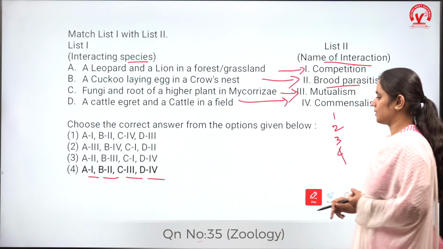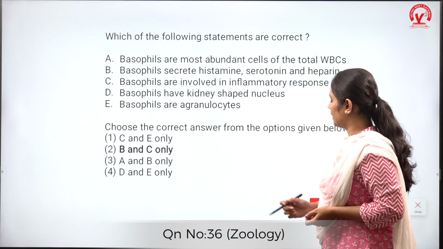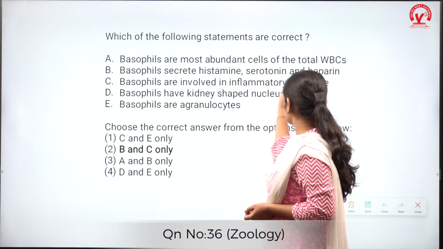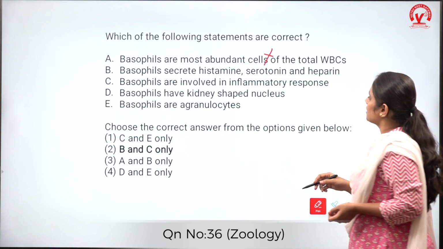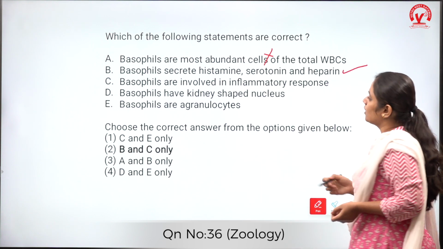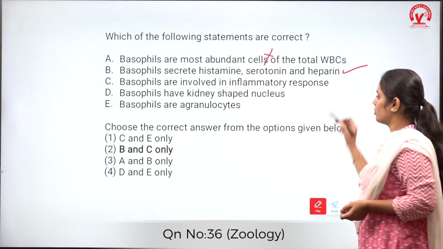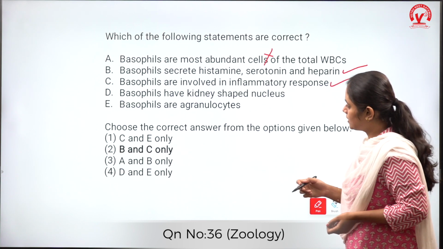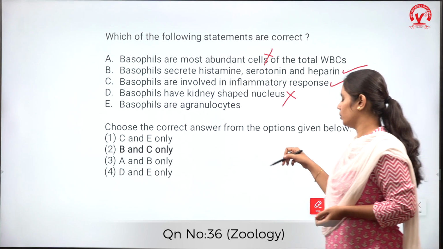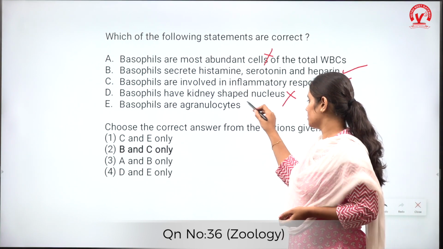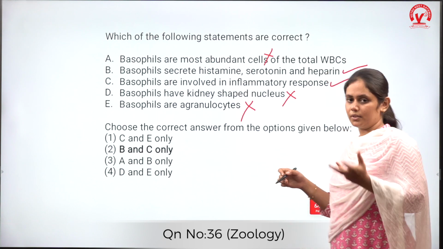Option 4 is the answer. Which of the following statements are correct? Basophils are the most abundant cells of the total WBCs. This is wrong. Basophils secrete histamine, serotonin and heparin. This is correct. Basophils are involved in inflammatory response. This is also correct. Basophils have a kidney shaped nucleus. This is wrong because monocytes have the kidney shaped nucleus. Basophils are agranulocytes. This is also wrong because basophils are granulocytes.